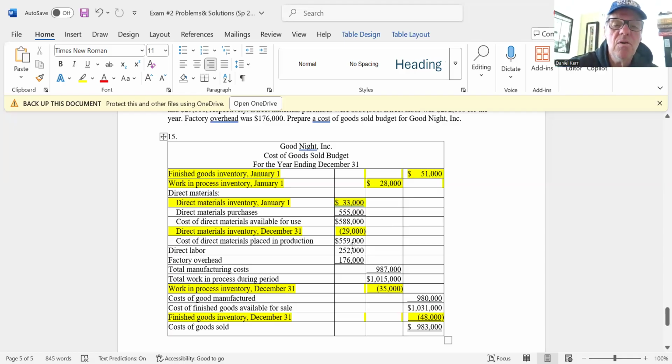So there is your material cost of 559. Add to that the labor cost, which was given. Add to that the overhead given. That gives you 987,000. Add that to your beginning work in process, and that's the total work in process this period. Subtract out the ending work in process. This is the total cost of goods manufactured. So beginning finished goods plus total cost of goods manufactured gives you the finished goods available for sale. From that, you subtract out the ending inventory of finished goods, and that'll give you your cost of goods sold.